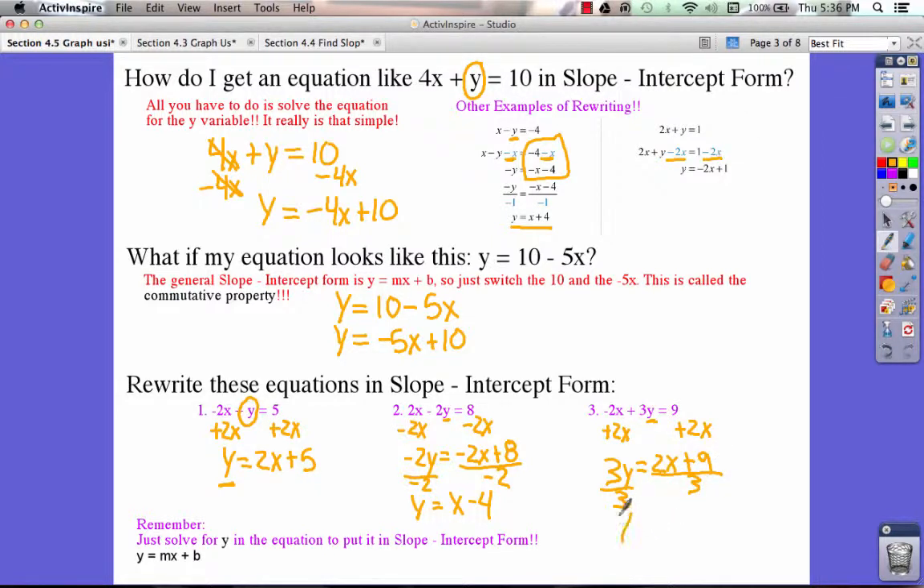So y equals, now 2 divided by 3, we can't do that, at least not without getting a decimal. So we're just going to leave it as a fraction, 2 over 3x. We can leave it as a fraction because we know slopes are rise over run, so it tells us our rise is 2, our run is 3. So 2/3, that works out perfect, 2/3 x. 9 divided by 3 though is just a positive 3. Slope-intercept form because y is by itself. Slope is 2/3, y-intercept is 3.